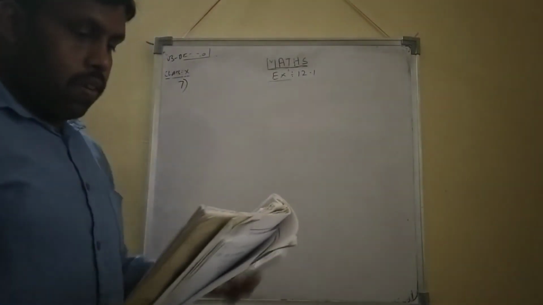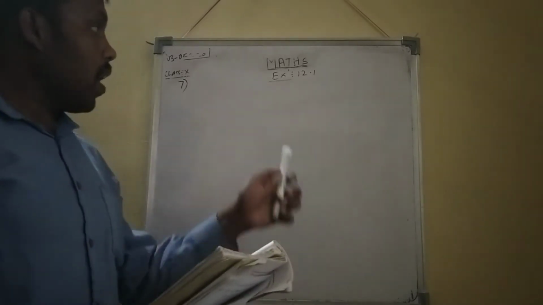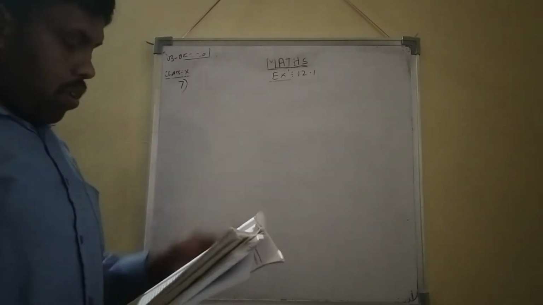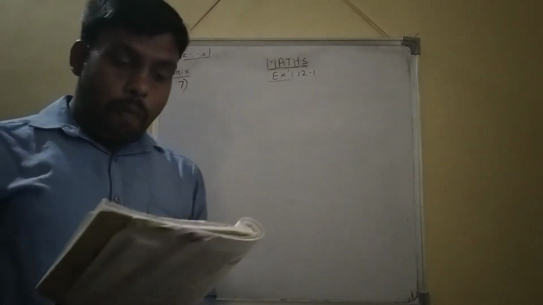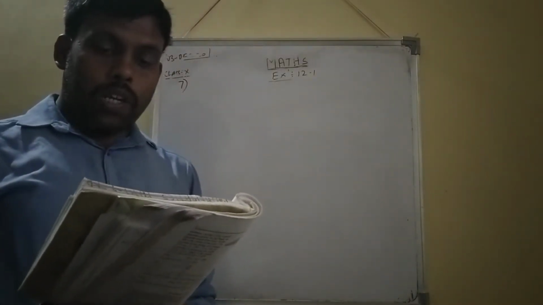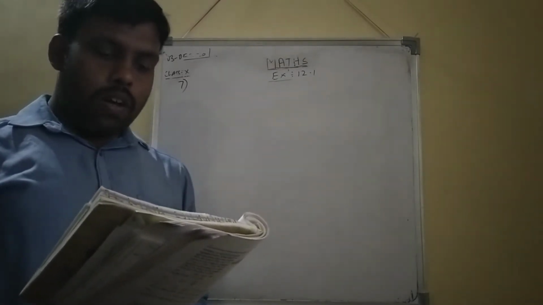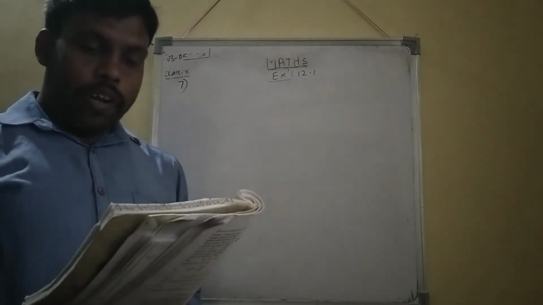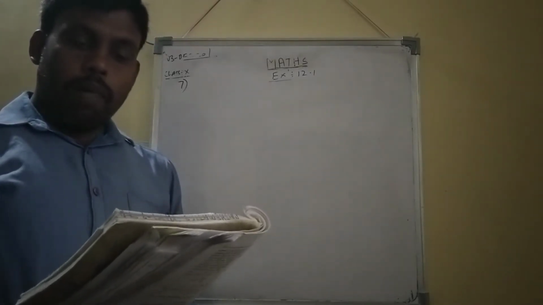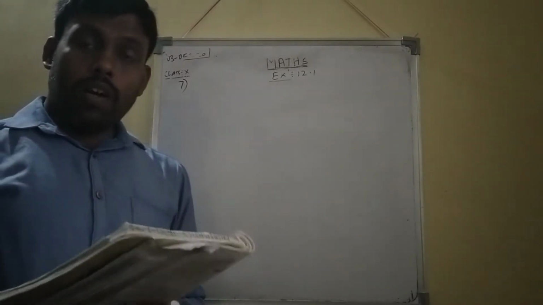So children, this video is for the chapter Some Applications of Trigonometry, exercise 12.1, the 7th question. The question is like that. From a point on the ground, the angles of elevation of the bottom and top of a transmission tower fixed on top of a 20-meter high building are 45 and 60 degrees respectively. Find the height of the tower here.